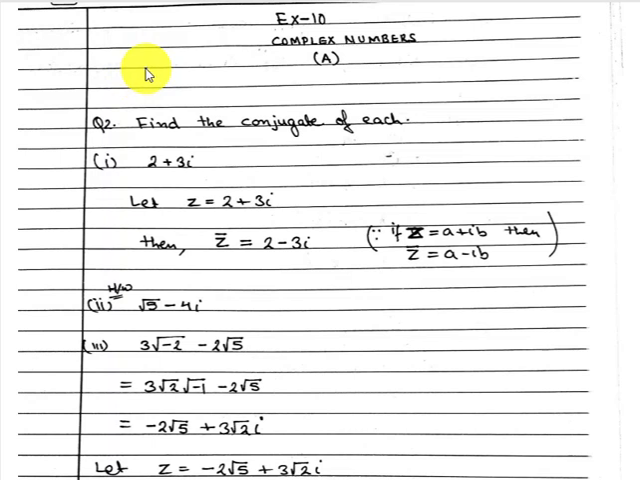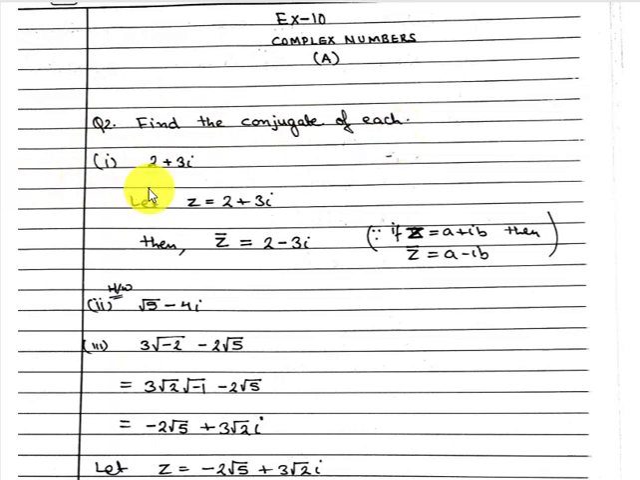Hello children. Now let us continue with the complex numbers. So in last class we had done till question number 1. So now let us start question number 2. Question number 2, find the conjugate of each.